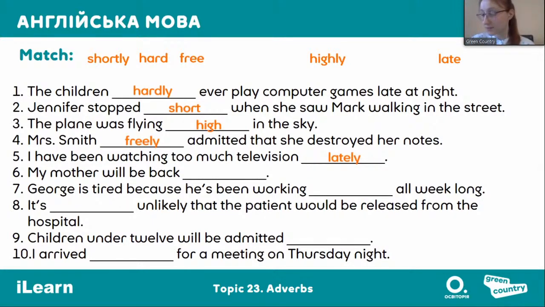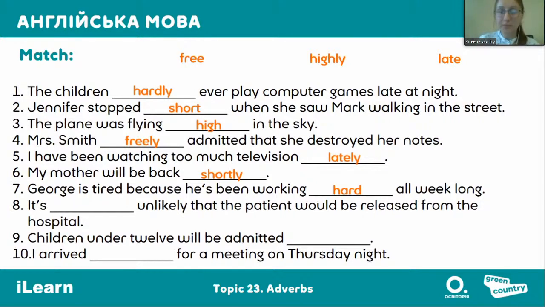So what is the correct answer? Soon. How can we say soon? With the words that we have. Але з тими словами, які ми маємо. Ми маємо shortly, hard, free, highly, і late. Shortly. Yes, shortly means very soon. Great. Number 7. George is tired because he's been working gap all week long. So he's tired. Yes, I see the correct answer. Hard. No, not hardly. Він працював не hardly, but he worked hard. Great.